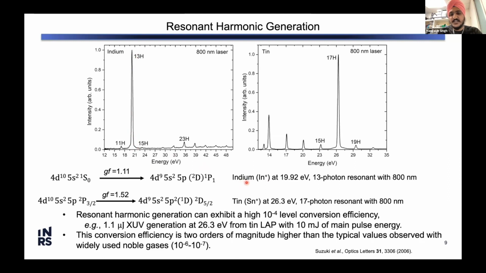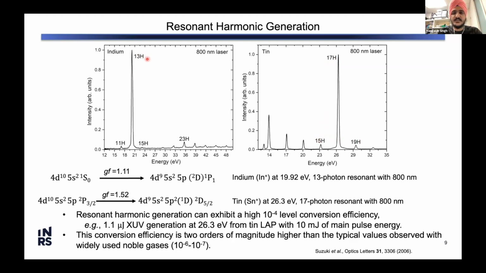For example, in case of indium singly charged ion, there is an electronic transition with a very high oscillator strength that corresponds to about 19.92 eV, which is 13 photon resonant with the 800 nanometer. And this is why we have intense, enhanced 13th harmonic resonant. And similarly, in case of tin, we have the electronic transition at 26.3 electron volt, which is a 17 photon resonant with the 800 nanometer laser. And we have the corresponding 17th harmonic order enhanced in terms of intensity when compared with the neighboring harmonics.